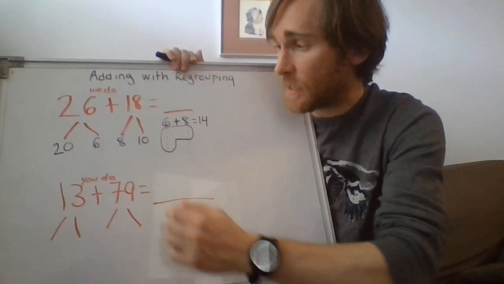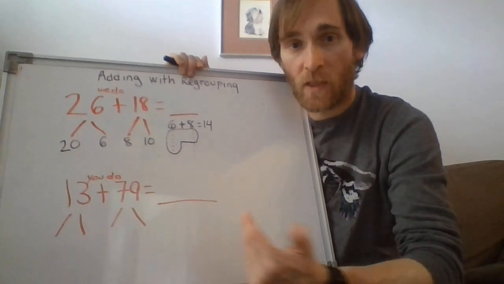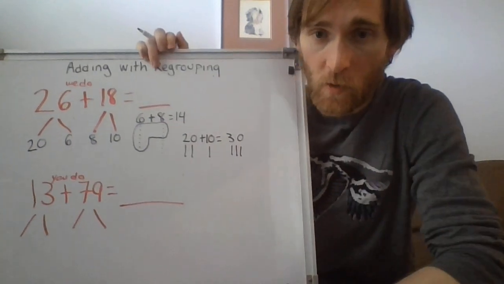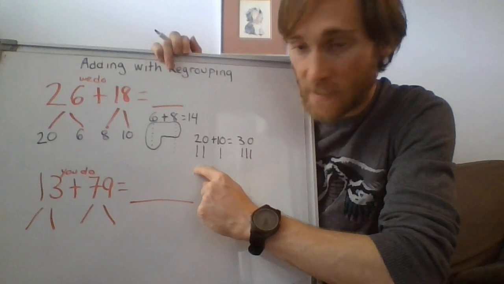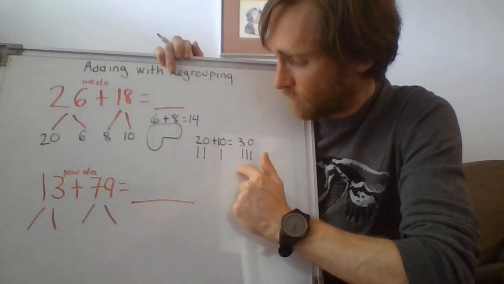Now we're going to take the 10s, 20 and 10. I want my friends to add 20 plus 10. Pause. 20, 2 tens, plus 1 10 equals 30, 3 tens. So now we have 30.